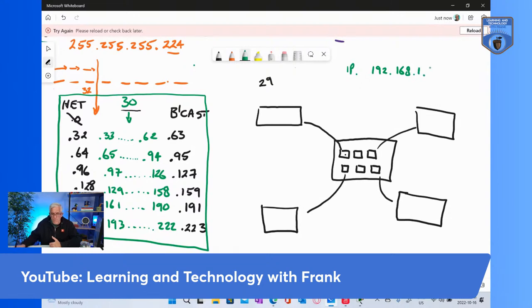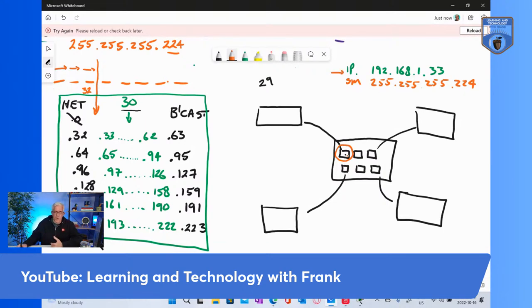192.168.1.33 for the first network. I'm going to put in a subnet mask of the one that we just did, 255.255.255.224. And the router itself is the default gateway. It can have another gateway, which is another router port, but we won't go into that. So this here would be the address for this port. I would configure this router port with this address.